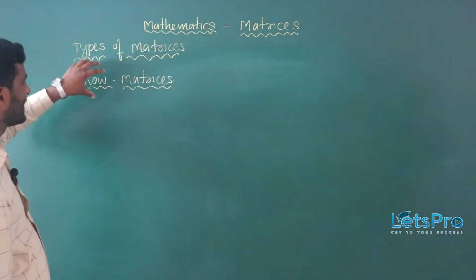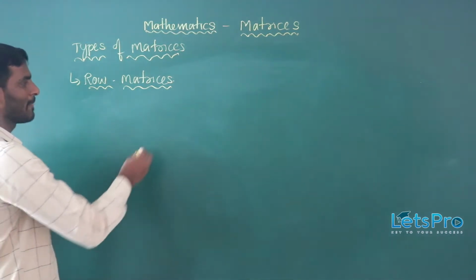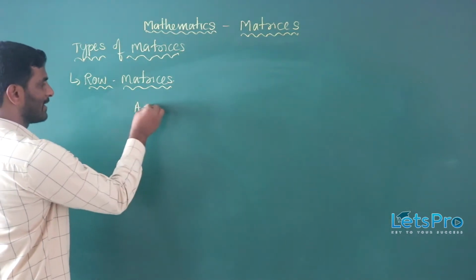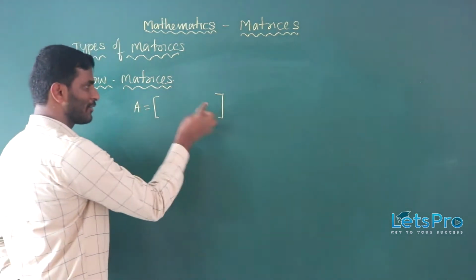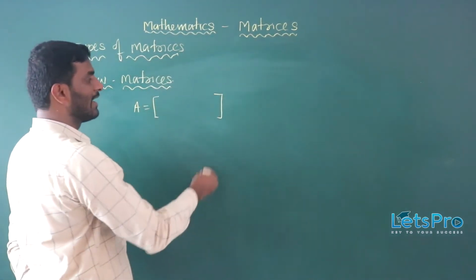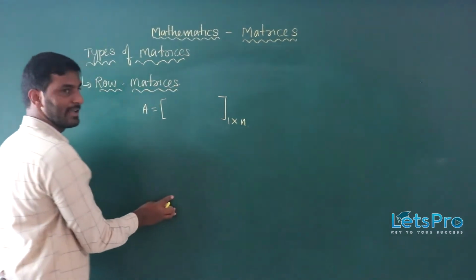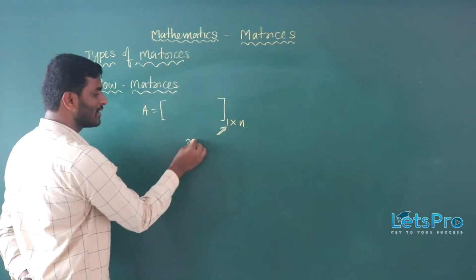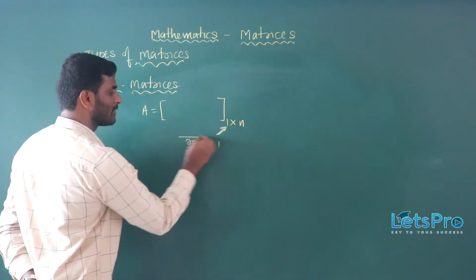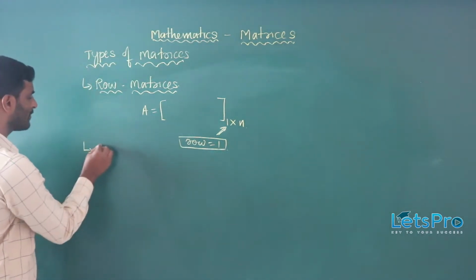The first one is the row matrix. What is a row matrix? A row matrix is defined as, let us take an example, A is equal to, there is only one row. We can write so many columns. Here the order of the matrix is 1 cross n. In this order of a row matrix, the row is always 1.